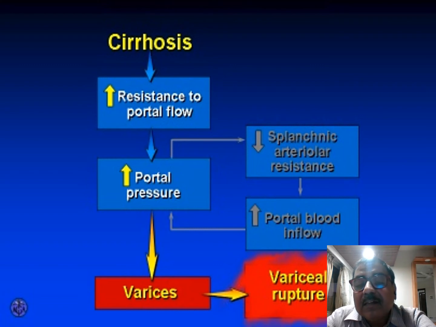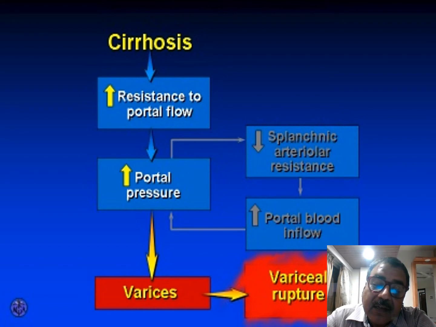And what does the increase of portal pressure cause? Decreased splanchnic arteriolar resistance, and again the portal blood flow is increased, and that is why this vicious cycle keeps repeating. That is why this chart is important, because when you come to the therapy, how to help with the beta blockers, if you have this concept, you can safely use it and prevent it.